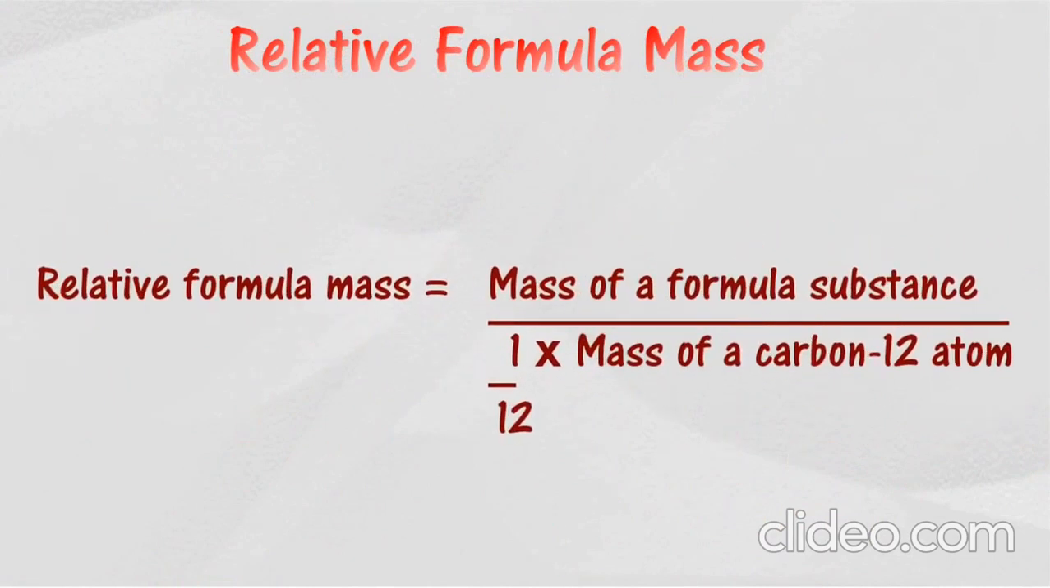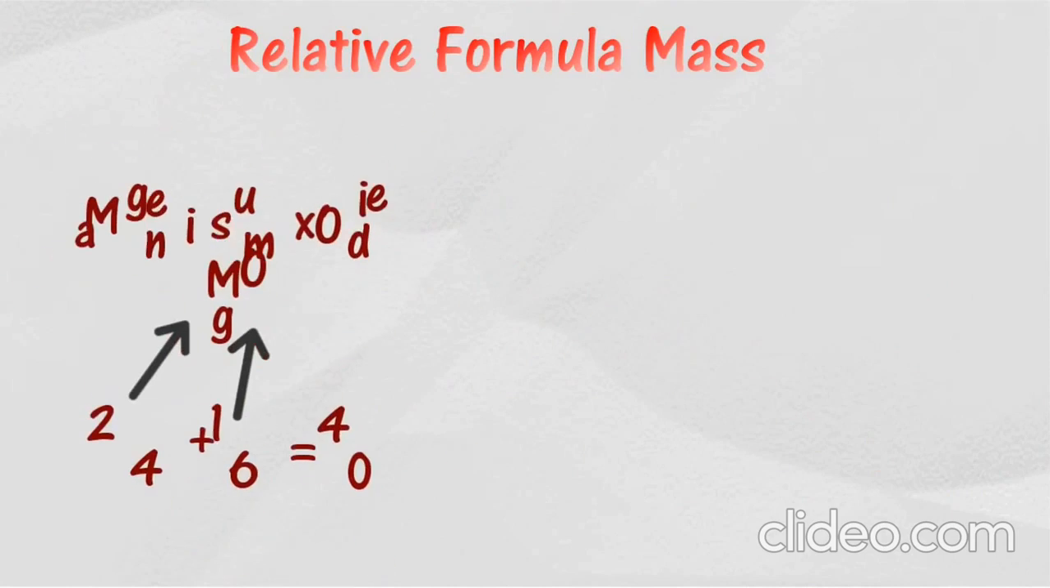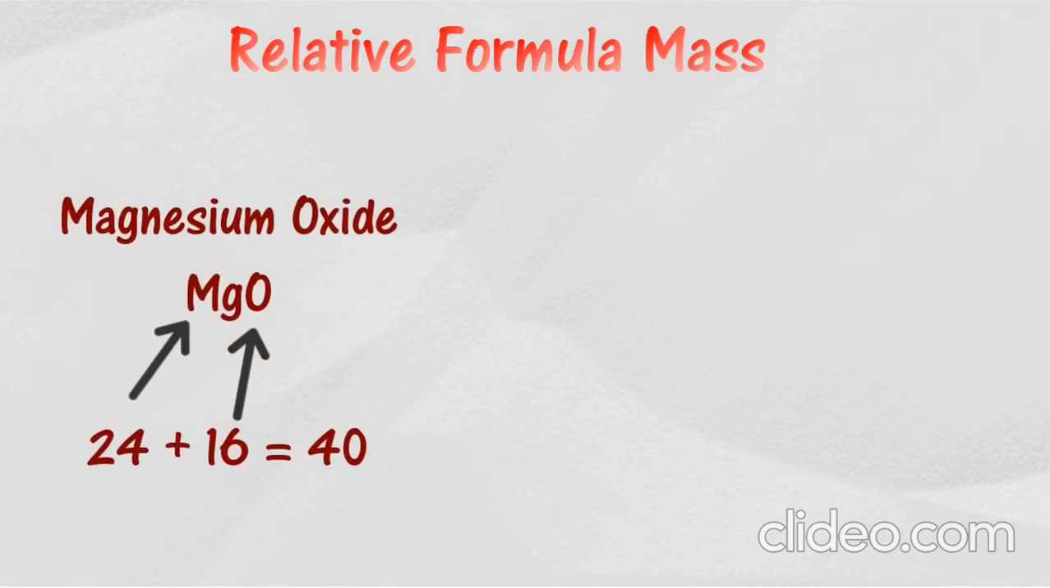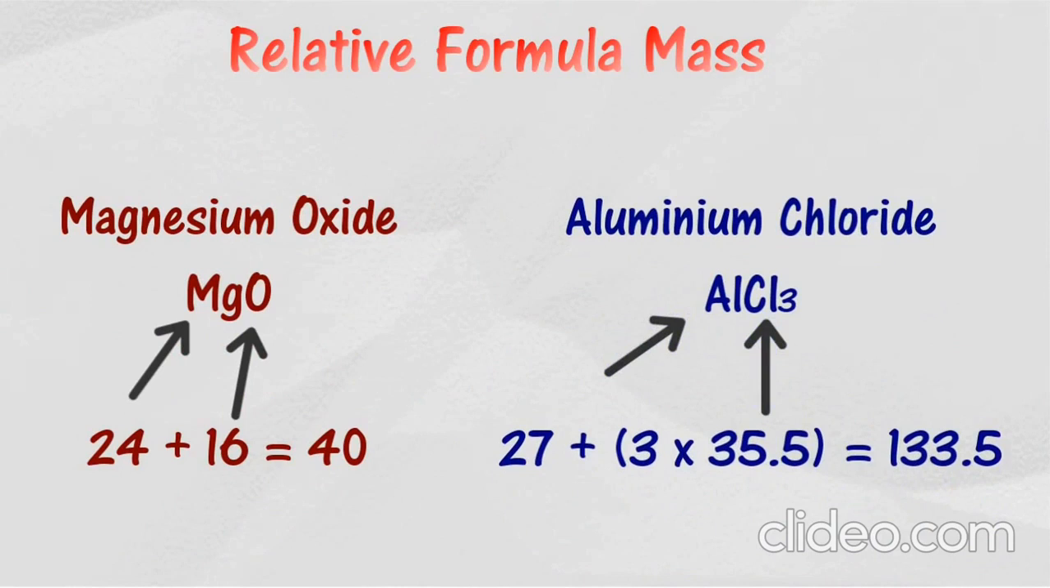The method used to determine relative formula mass is similar to the method used to determine the relative molecular mass of a substance, that is, sum up all the relative atomic masses in the ionic compound. For example, relative formula mass of magnesium oxide is 40. Relative formula mass of aluminum chloride is 133.5.